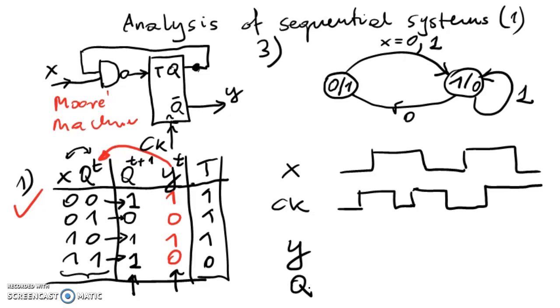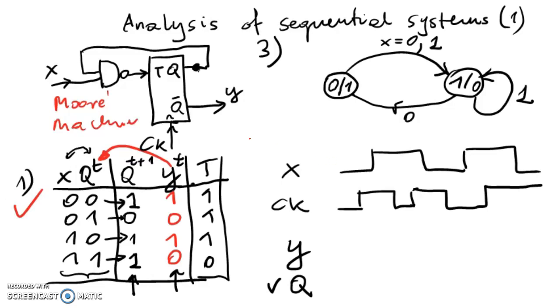It is especially important to draw Q in the case of Mealy machines, not Moore machines, because Y will depend not only on Q but also on X. So Q must be combined with X using a function of Y. It will be easier to do it in this form: first draw Q and then draw Y. And let's do it in this case as well.